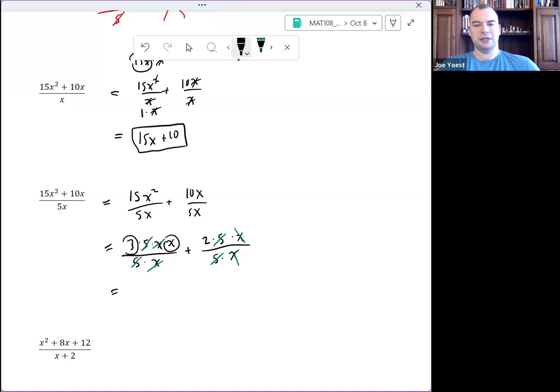Be a little bit careful. It's not like divided by 0. We always implicitly have a times 1 on any series of factors. So it's 3x over 1 or just 3x, plus 2 over 1 or just plus 2.